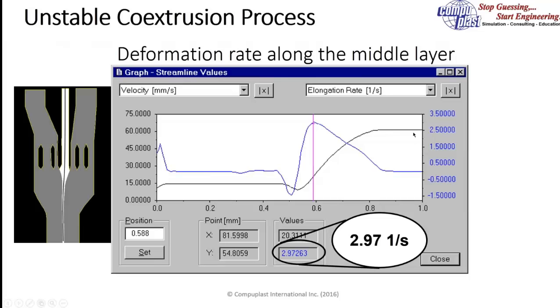64.5 millimeters per second. And the blue line is the elongation rate, the elongation or stretching that the material experiences. In fact, we see at this point there's a compression. The material is squeezed where it slows down right in here. And then there's a rapid stretching of the material. And that elongation is 4.5 reciprocal seconds.